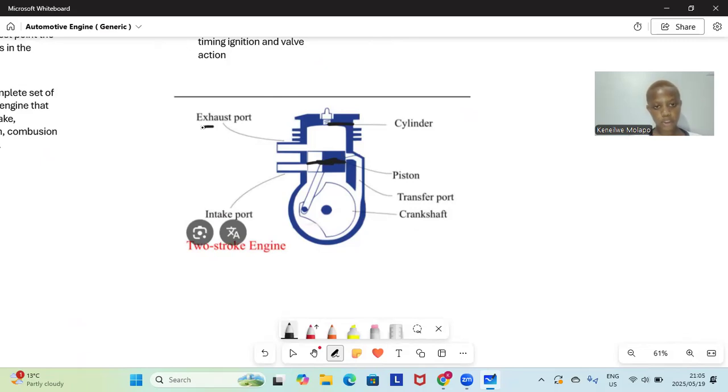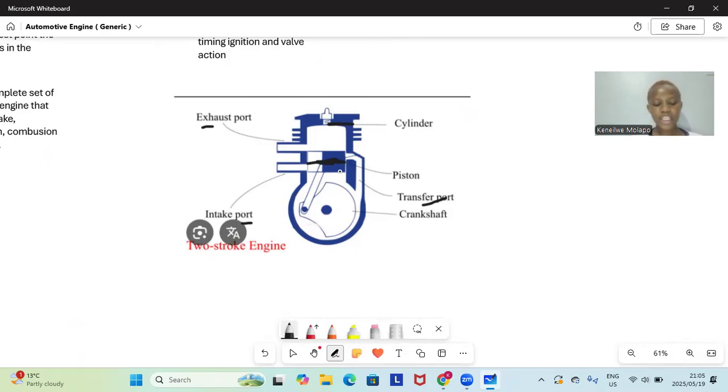In a two-stroke engine, you must know that we have three different types of port: the exhaust port, the intake port, and the transfer port. I'm going to explain to you how these ports work. Let's start with this piston.